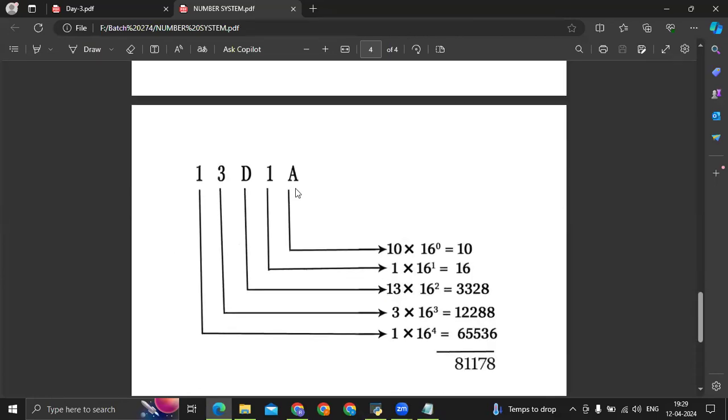Okay, see, this is the output. A has 10, 16 raised to the power 0, then 16 raised to the power 1. D has the value 13. A, B, C: C has 12 and D has 13. 13 into 16 raised to the power 2, and so on. Whatever digits we get, we need to add them and we'll get the output. Students, is this clear to you, how the conversion takes place? I'll share this number system data with you so that in case you get confused, you can check it out. Okay, no response. No problem.